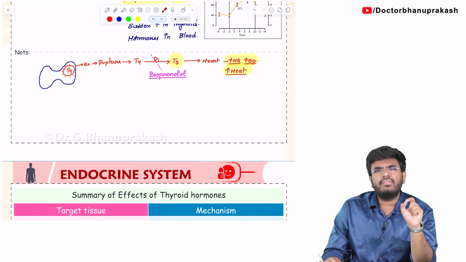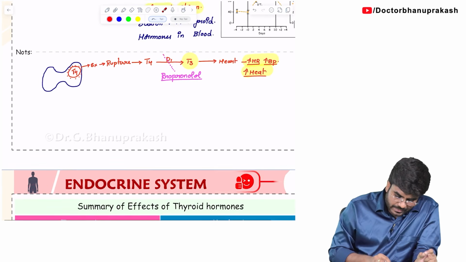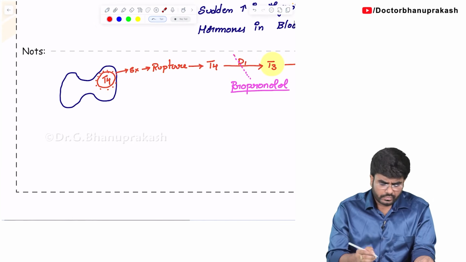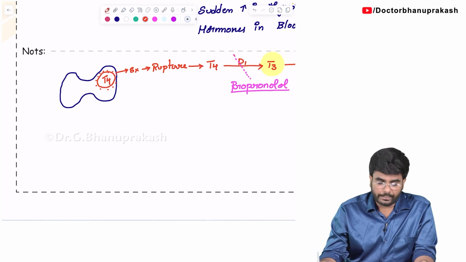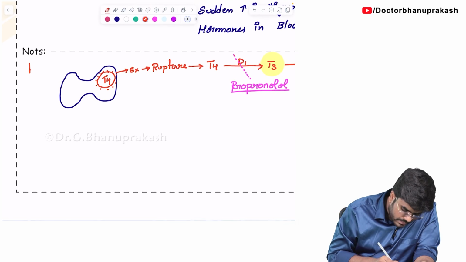So how to prevent this thyroid storm? Now I will ask this patient to go for the surgery after 1 month. So within this 1 month, what am I doing? I am going to give Lugol's iodine.